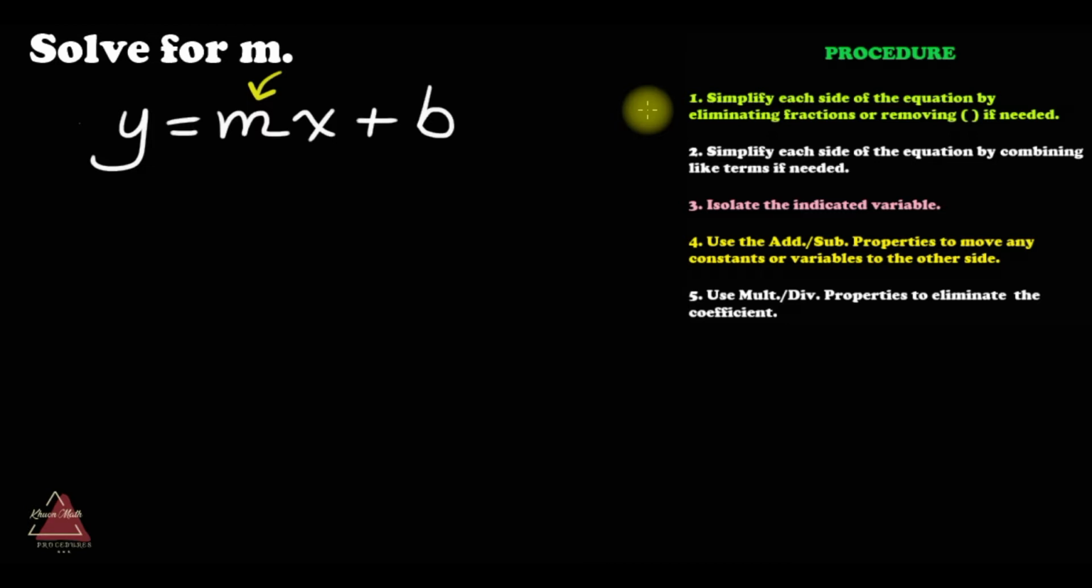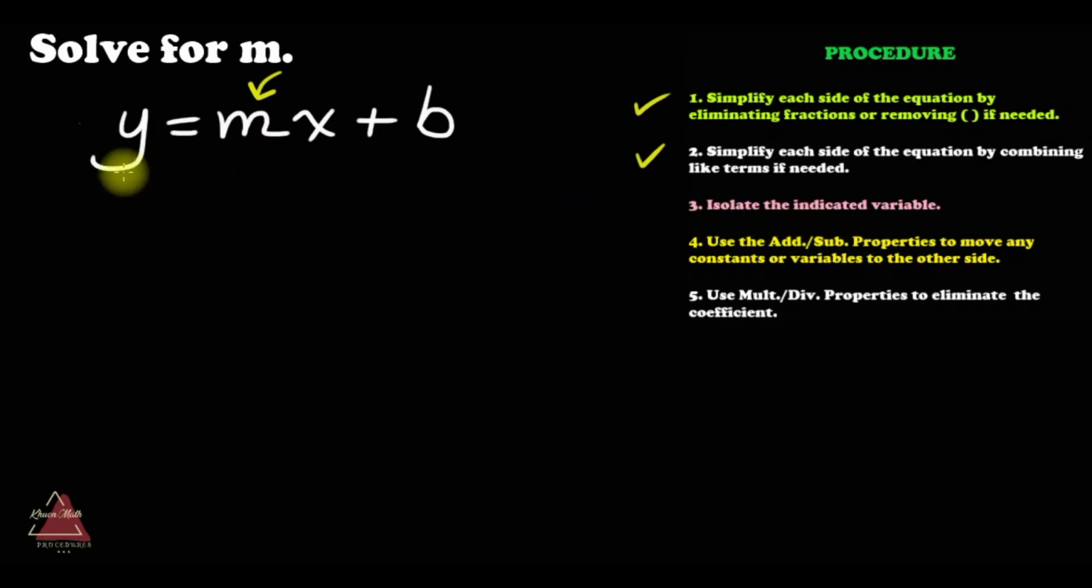We're going to go through it step by step. Okay, so let's take a look at the procedure. Step one is to eliminate fractions or remove parentheses if needed. In this equation, we have no fractions and we have no parentheses. So step one is done. Step two is to combine like terms. We also have no like terms. So this is done. Step three is to isolate the indicated variable.